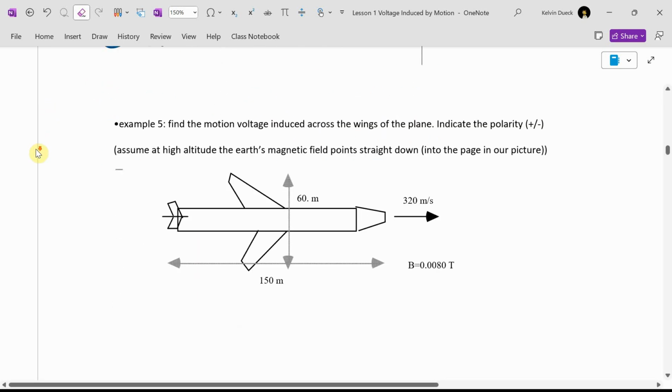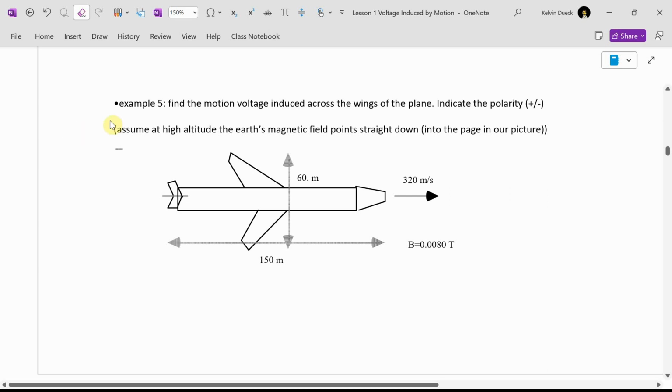One application here, it says find the induced motion voltage across the wings of the plane, indicate polarity, and it says assume at high altitude the Earth's magnetic field points straight down. So let's assume that the Earth's magnetic field is in that direction. Let's figure out the polarity first. So again, let's put a proton sitting right in the middle of this plane. What direction is the plane moving? To the right, so you point your right thumbs to the right, magnetic field into the page. And I think what's going to happen is this end of the wing is going to become positively charged. That end of the wing is going to become negatively charged.